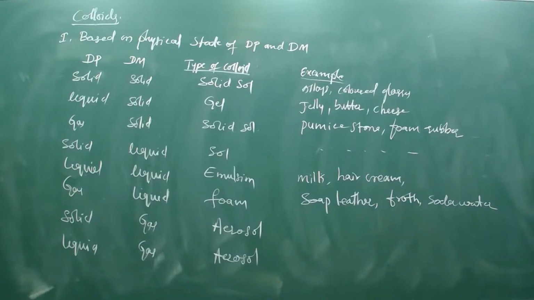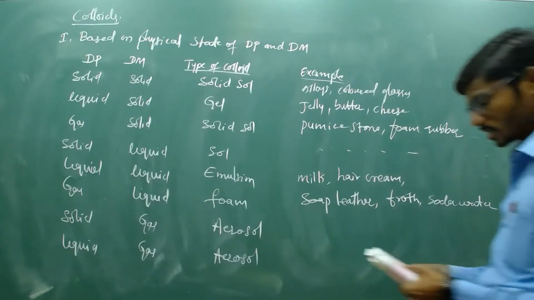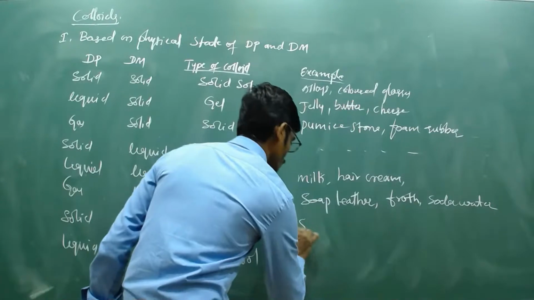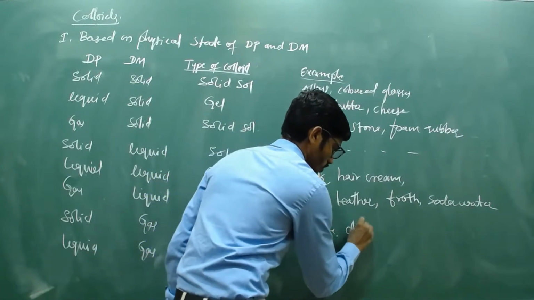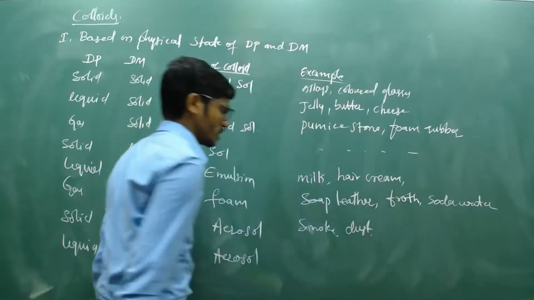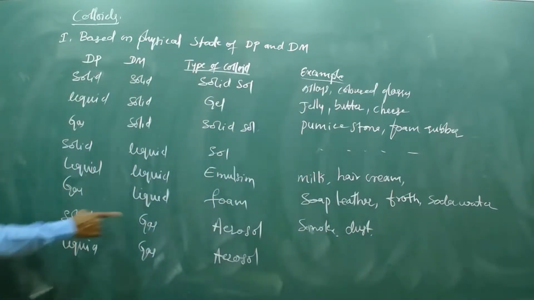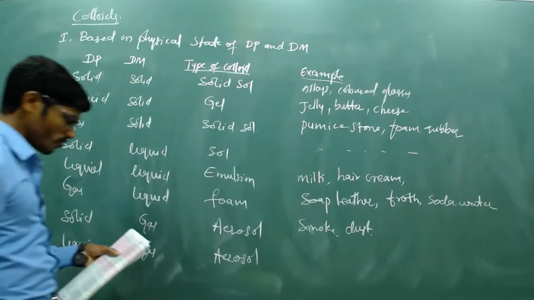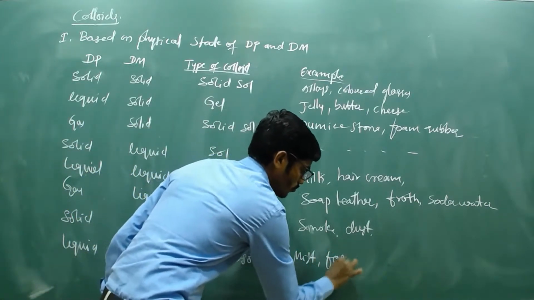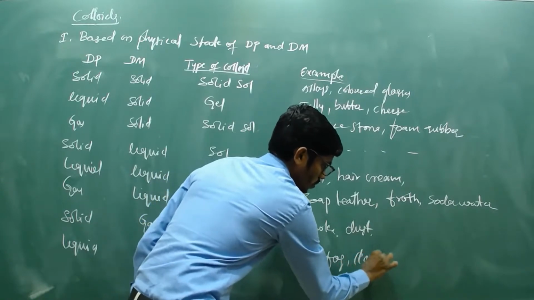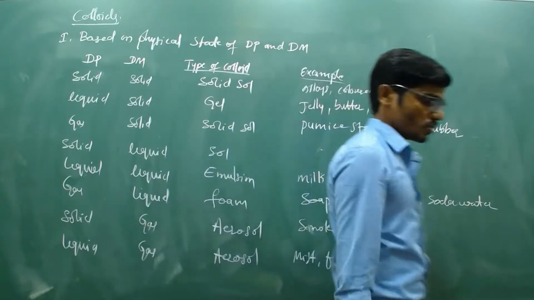Next, solid in gas: smoke, dust particles, etc., where solid particles are dispersed in gas. And the last one, liquid in gas: mist, fog, cloud, etc. So these are the examples.